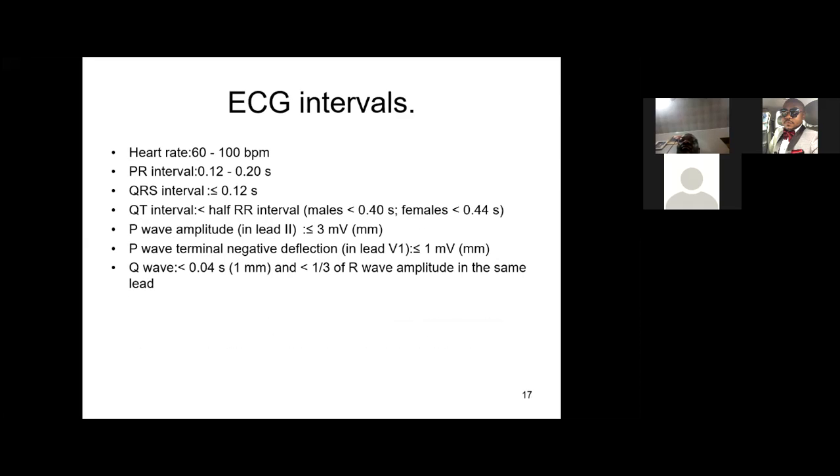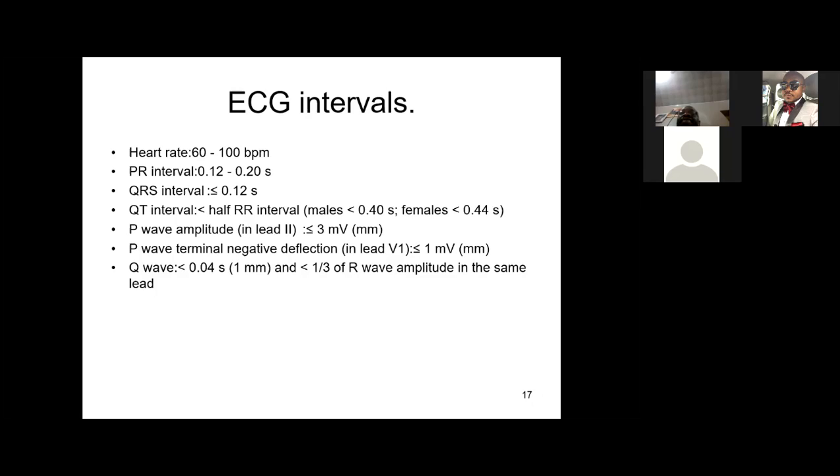And each of the intervals lasts for some time. The heart rate is between 60 to 100 beats per minute. The PR interval is usually between 0.12 to 0.20 seconds. QRS interval is less than 0.12 seconds. QT interval is less than half of the RR interval in seconds. Females less than 0.44 seconds, corrected. We'll come to that later.